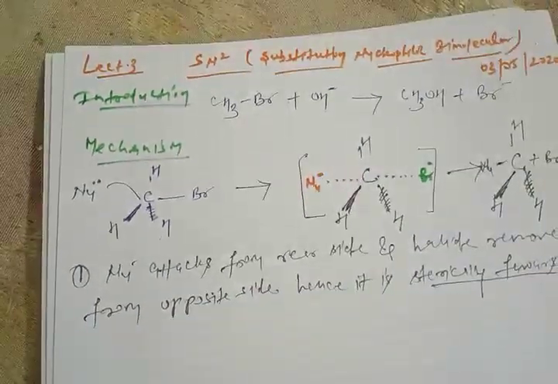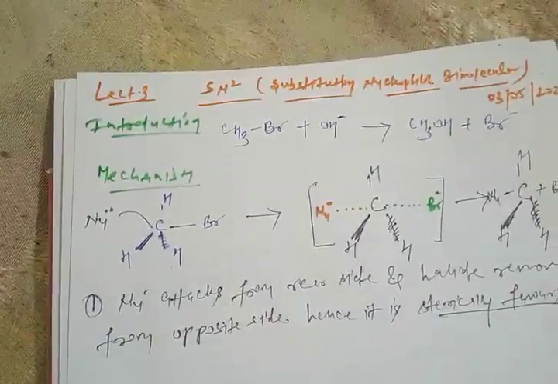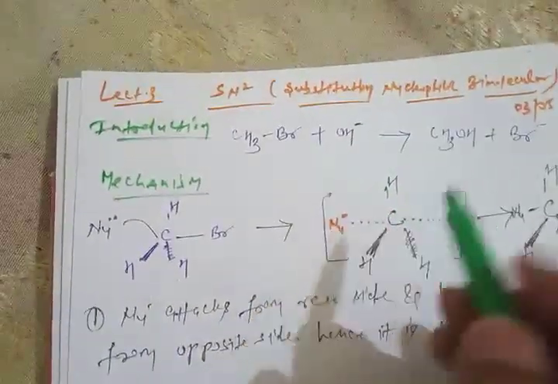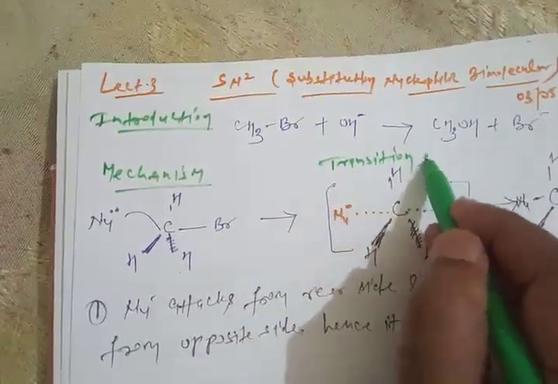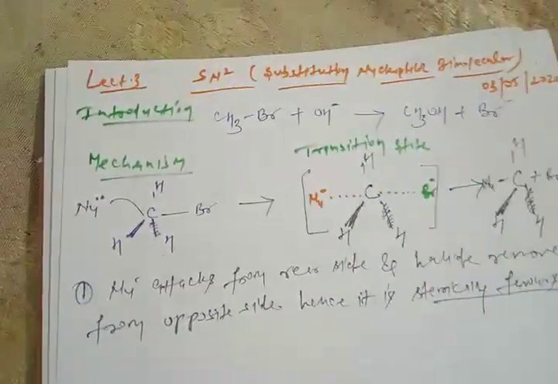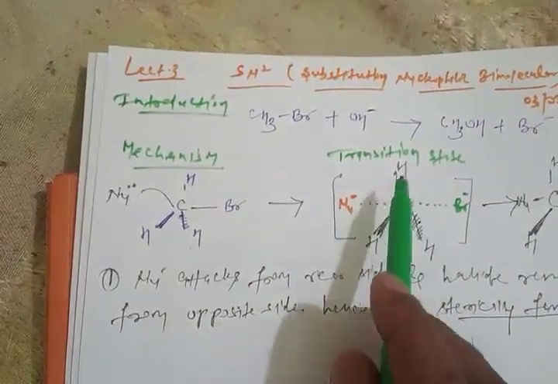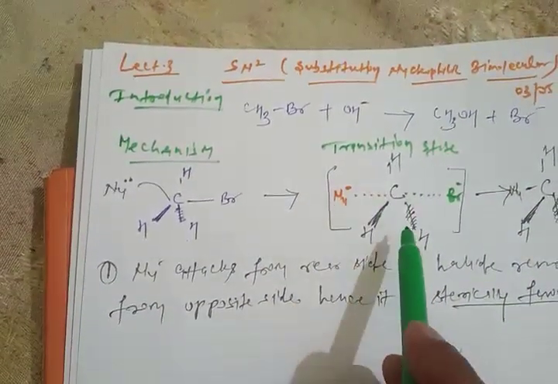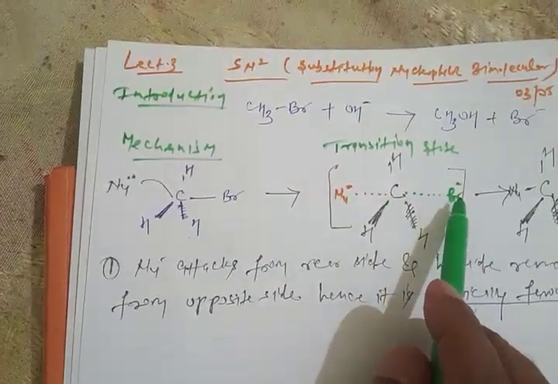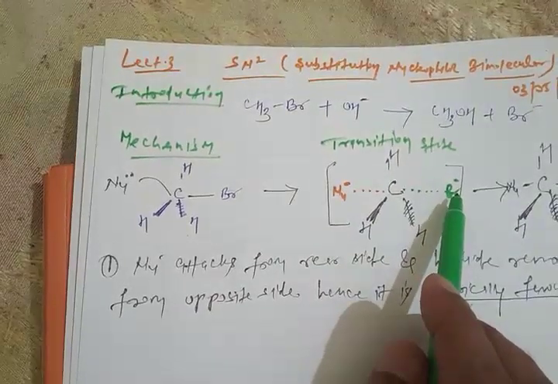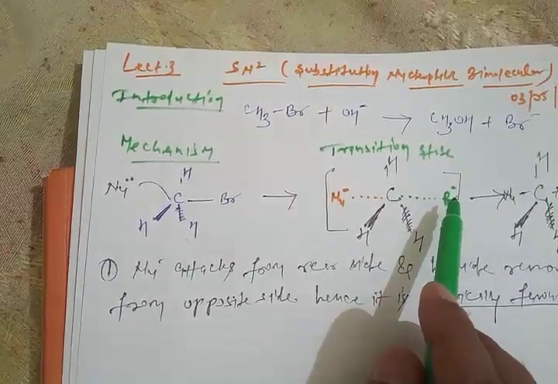Then this is called the transition state. This is nothing but the transition state. In the transition state, carbon is attached with three hydrogens by fully covalent bonds, and one nucleophile on this side and another halogen on the other side. These are partially covalent bonds.